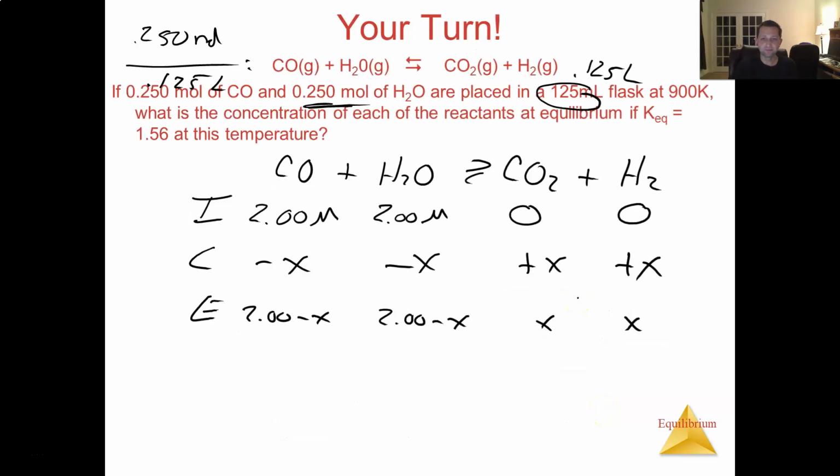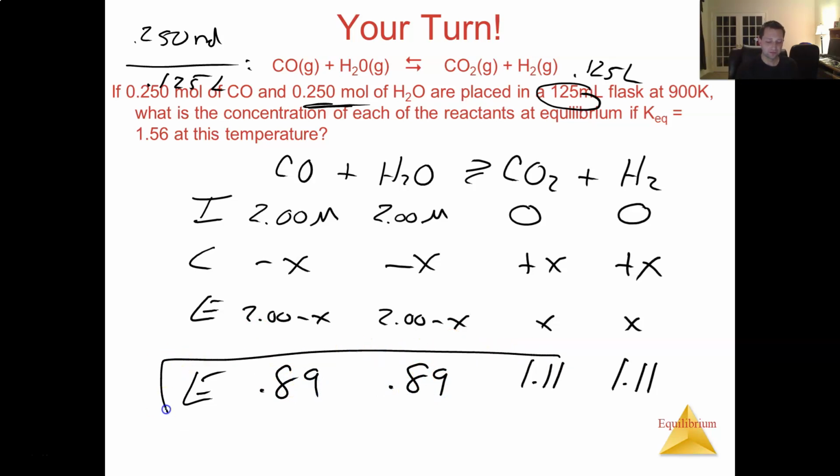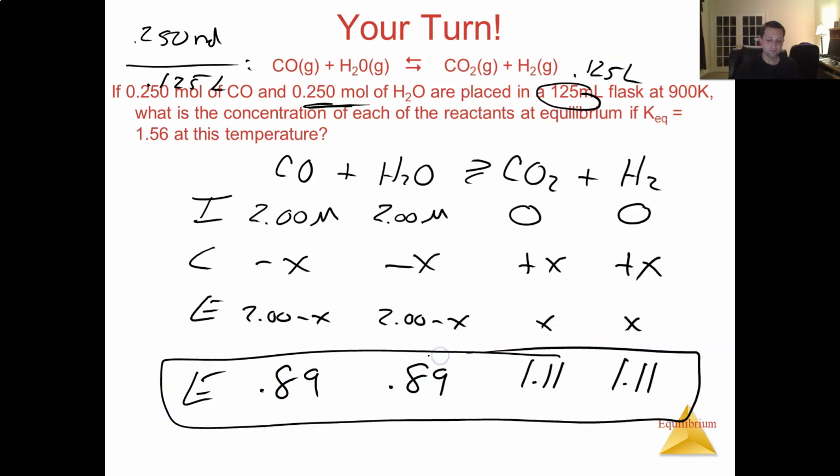So you go back to your table and your final equilibrium values, 1.11, 1.11, right? 2.00 minus 1.11 is 0.89, and same thing, 0.89. So those are your values. All right, so we want to know specifically the concentration of each reactant. Each reactant is 0.89 molar for a situation like this. All right, that's really about it, guys.